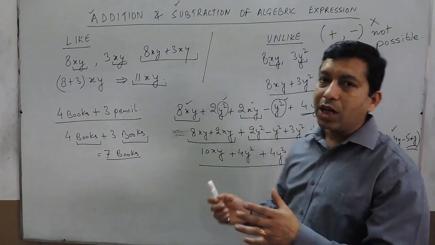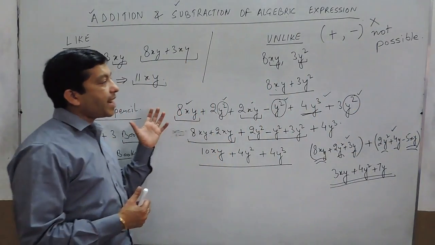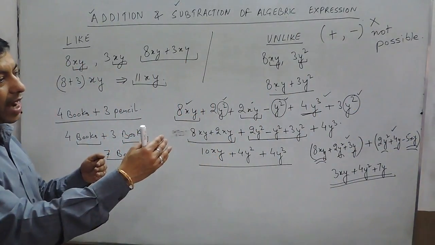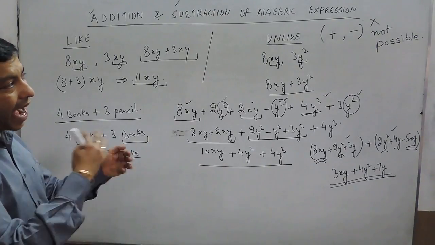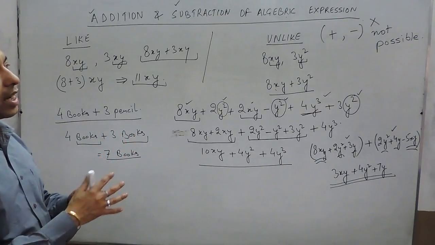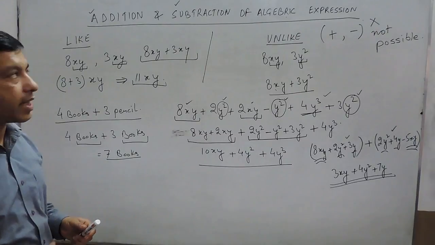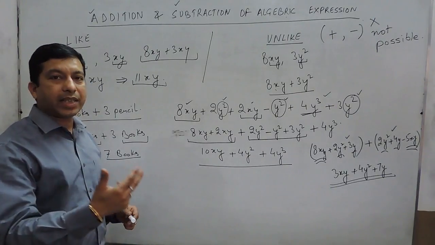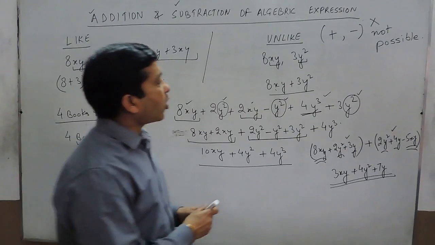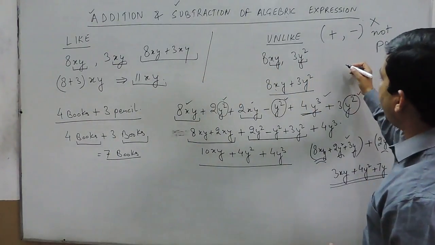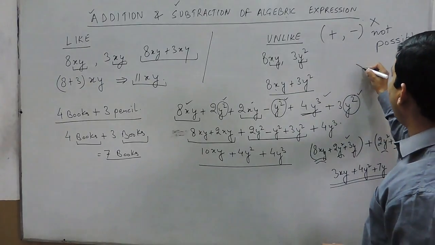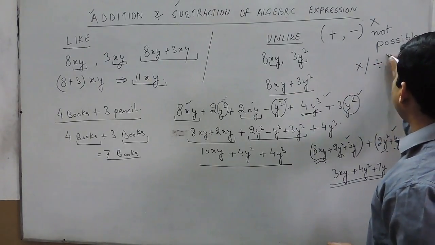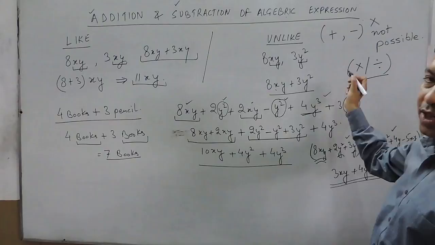So the basic thing is, whatever the literal coefficients or like terms are there, these terms we add, and we cannot add two unlike terms which have different literal coefficients. In the next video, we will talk about multiplication and division, which is possible in like terms as well as in unlike terms. Multiplication and division are possible in both kinds of terms.